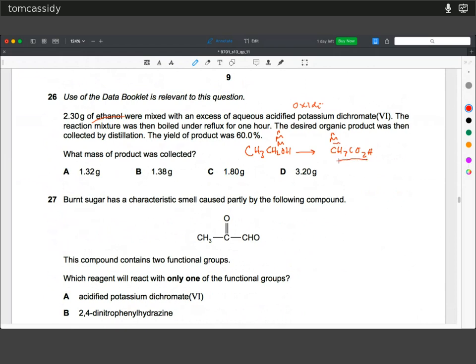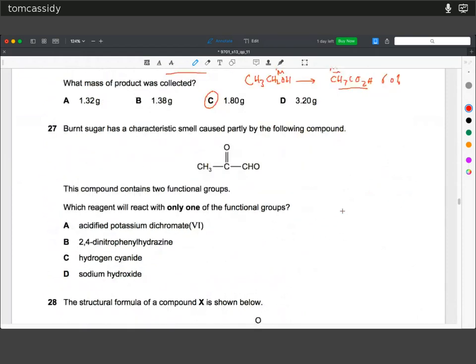So that would assume that you didn't get any waste products, the reaction went to 100% completion, you didn't lose anything. But actually, life is a bit more messy than that. The yield of the product ended up being only 60%. So whatever your mass was that you worked out, you've got to have just 60% of that mass. And when you work through all of that, then you find out that 60% of the mass that you had turns out to be 1.80 grams.